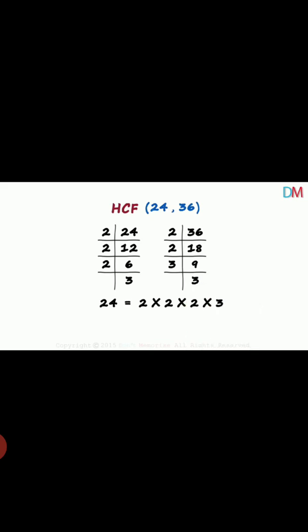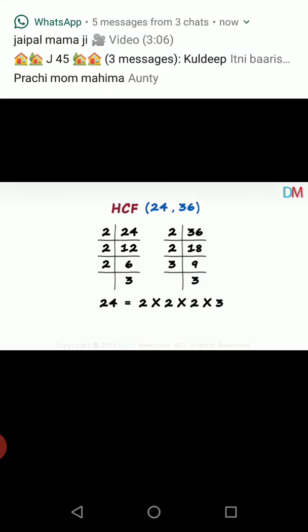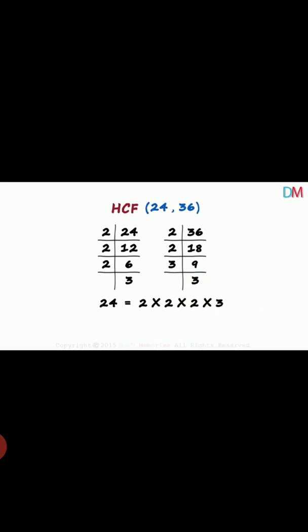Okay, so we get the prime factors of 36 and that are 36 is equal to 2 into 2 into 3 into 3. Now we have to take out the highest common factor of 24 and 36. तो HCF will be, दोनों में क्या कॉमन है देखो, 2 2 2 2 and 1 3 and 1 3. Okay, so we will take out only the common factors.